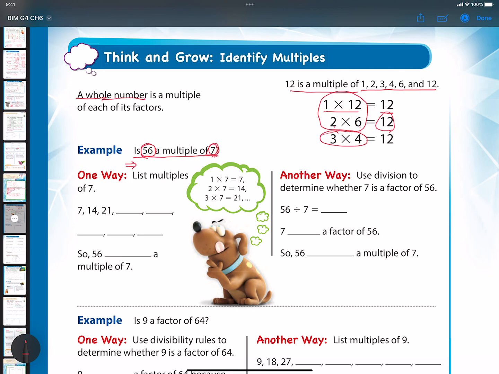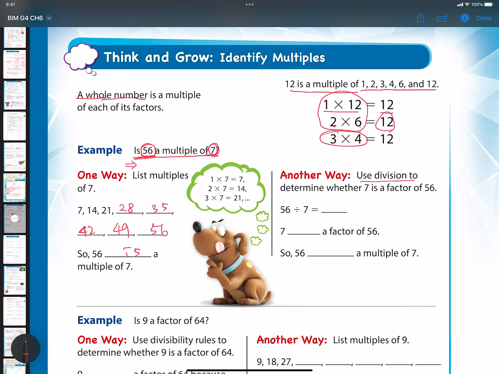All right, so now list multiples of 7. 7, 14, 21, 28, 35, and then 42. Oh, I said 42, but I wrote 49. Sorry. Okay, 42, 49. I was thinking ahead. Okay, 56. So 56, look at that. So 56 is a multiple of 7. Okay, which means what? You can divide this 56 by 7 and you don't have any remainder. Correct. Very good.